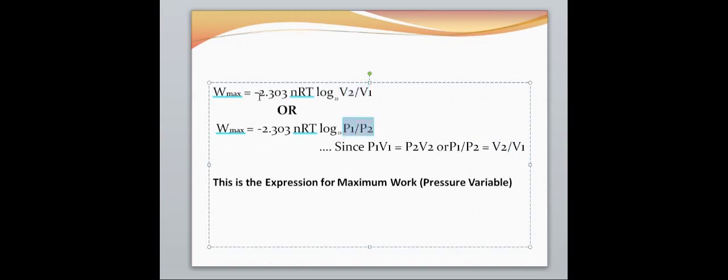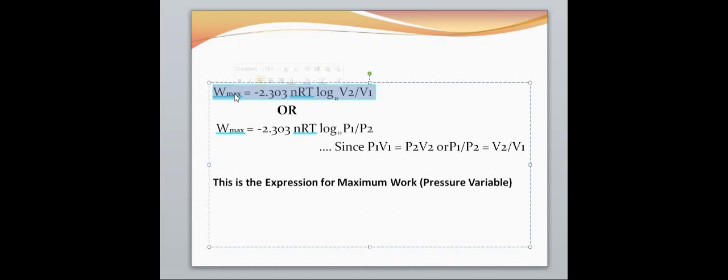So this equation, W max is equal to minus 2.303 nRT log to the base 10 V2 upon V1, can also be written like this. W max, that is maximum work, is equal to minus 2.303 nRT log to the base 10 P1 upon P2. These two equations, my dear students, are very, very important equations.